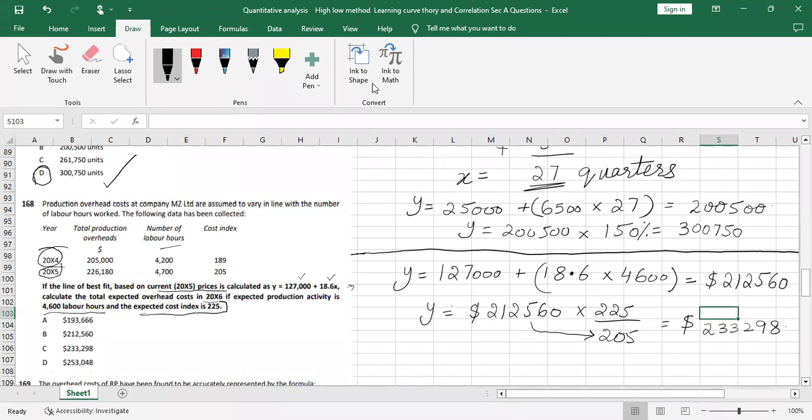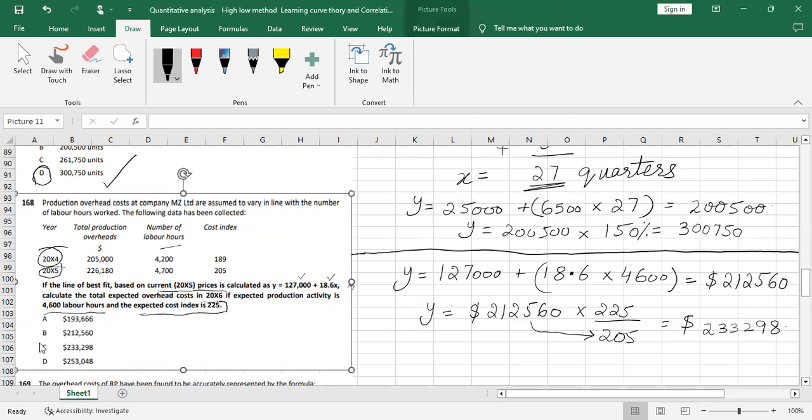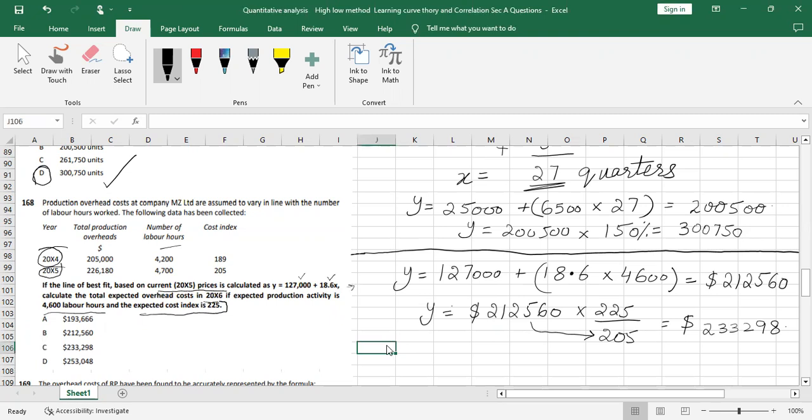298. So you have an option C, which is the correct answer. Once again, there are two values which can confuse you. The first one is 212,560, which is incorrect, and the second one is 233,298, which is the correct answer. Right, everyone? Any question related to these values?